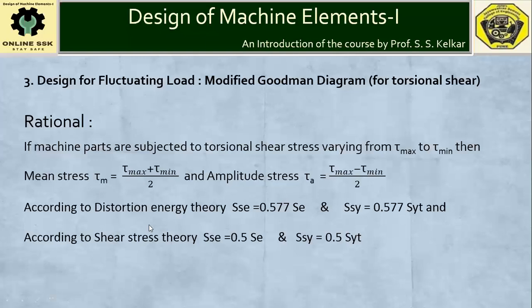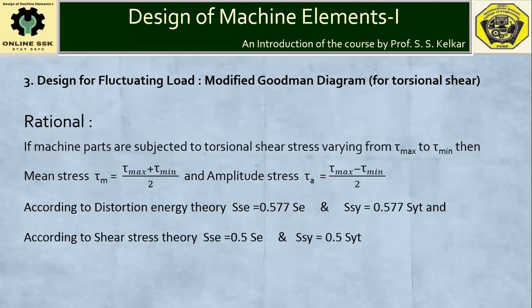Based on the distortion energy theory, the endurance shear strength SSE is calculated as 0.577 times SE, where SE is the endurance strength of the machine part, and SSY, the shear strength, is calculated as 0.577 SYT, where SYT is the yield point tensile strength.